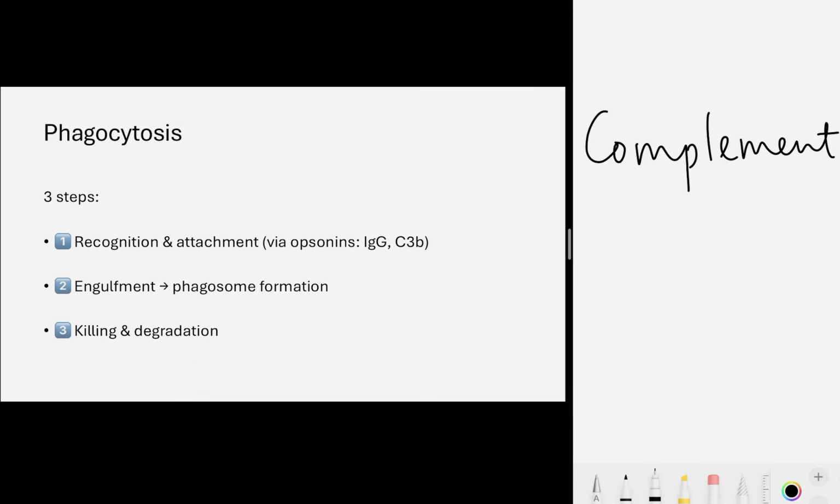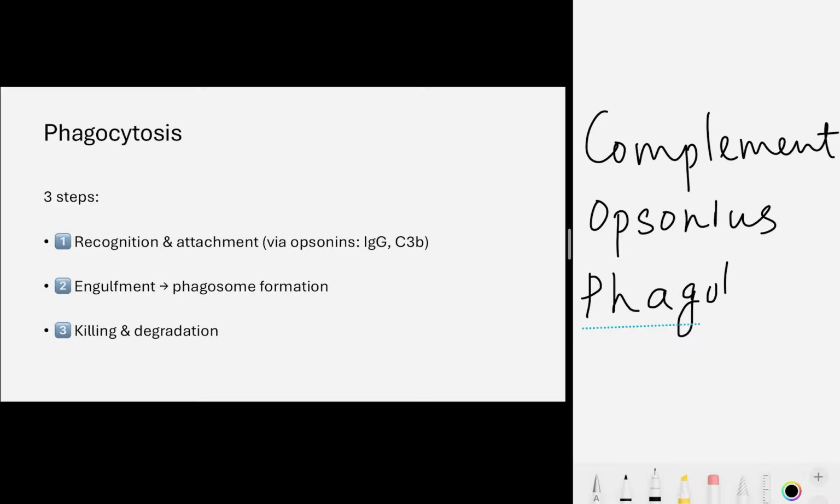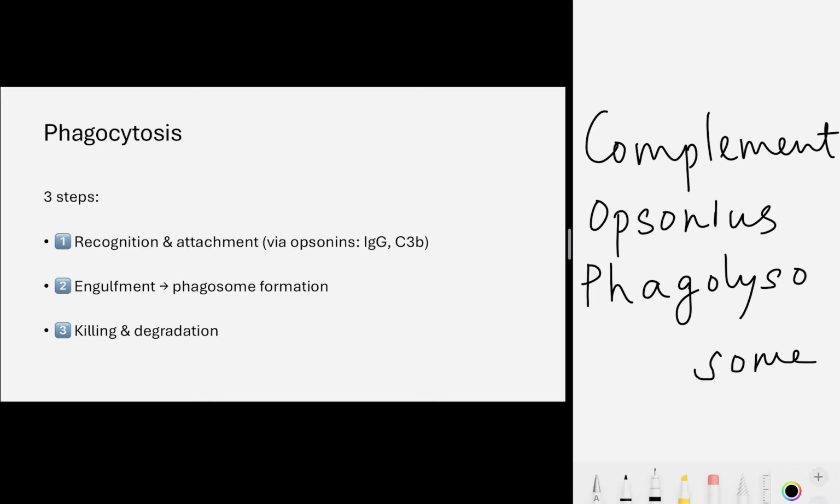When leukocytes reach the site of inflammation, they begin phagocytosis, a three-step process. Recognition and attachment are enhanced by opsonins, such as IgG and C3b, complement component 3b, which label microbes for destruction. In the engulfment phase, the microbe is internalized into a phagosome. This then fuses with lysosomes to form a phagolysosome, where killing and digestion occur. This efficient system ensures that pathogens and damaged cells are cleared rapidly.